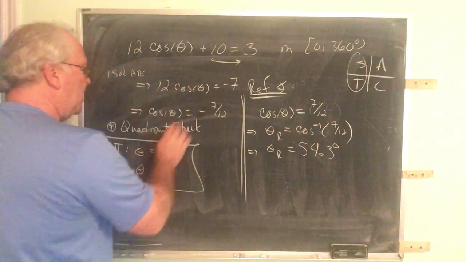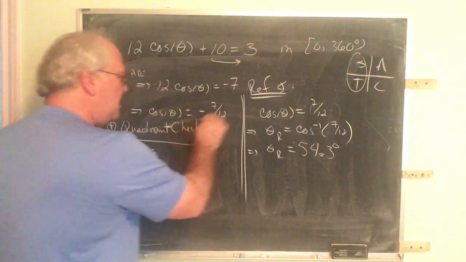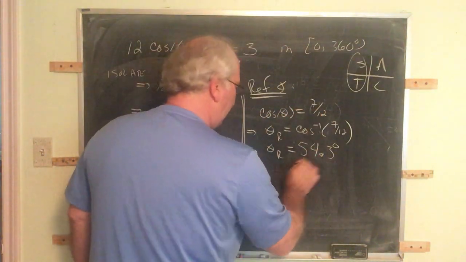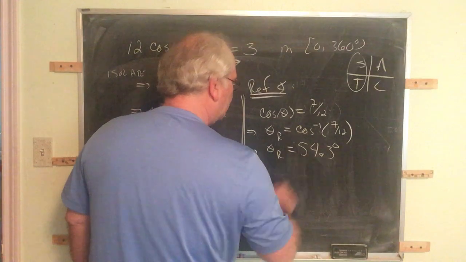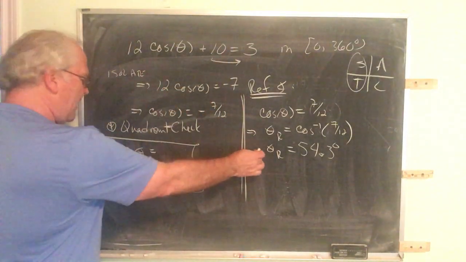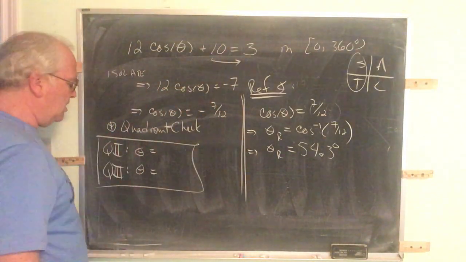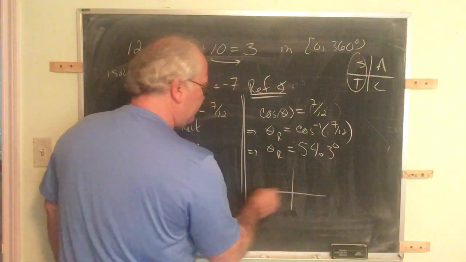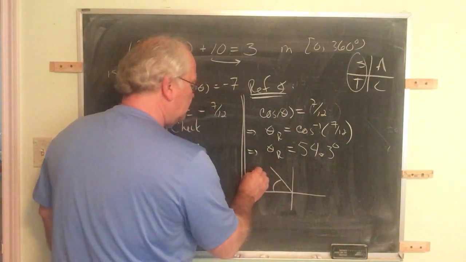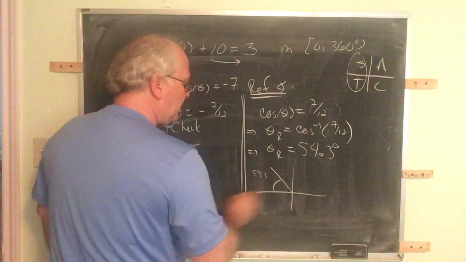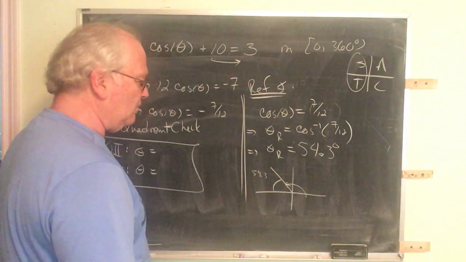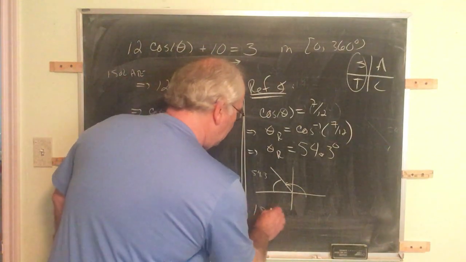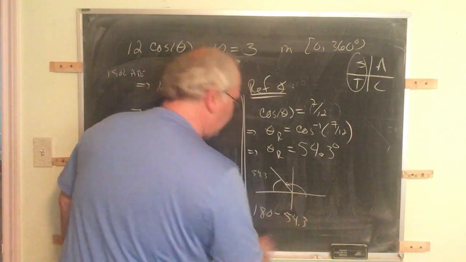Once you've done the quadrant check, ignore the negative sign. When you find the reference angle, ignore the negative sign. You will find a quadrant 1 angle as the reference angle, and now take that angle, put it in the appropriate quadrants, and you're good to go. So if I put 54.3 here, and that means I need to take 180 minus 54.3. So this is 180 minus 54.3.